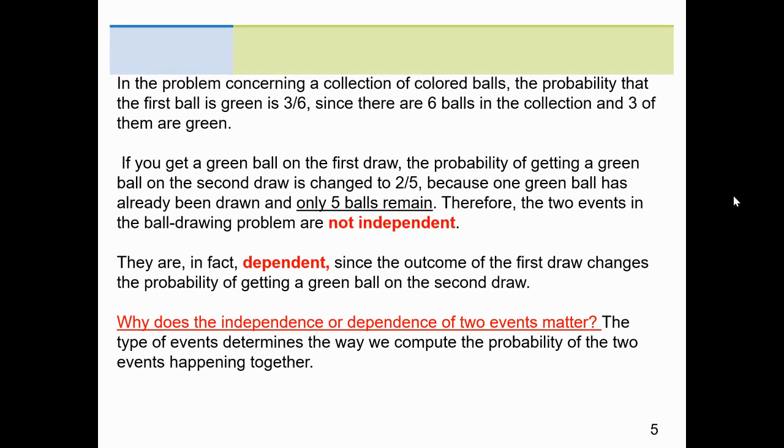Dependent events. Why does the independence or dependence of two events matter? Well, the type of event determines the way we compute the probability of the two events happening together, whether or not I have to adjust the probability of the second event to take into account what happened first. Hey, with rolling the die, one had nothing to do with another. All right, the probability of rolling a 5 is 1 chance in 6 continuously. It doesn't change the probability whatsoever, but you can see here we're drawing the balls out of a bag.